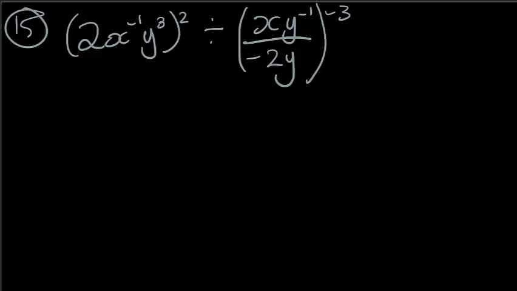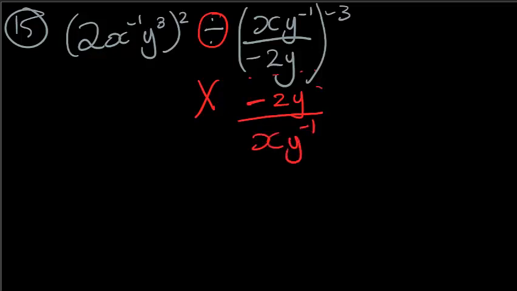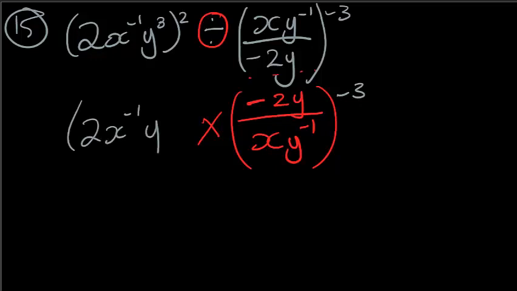Last question in this video. Okay, so first thing that you see is the divided sign, and I know the rule says divide becomes times, and this becomes the inverse. So this becomes minus 2y as a numerator over x y minus 1 as a denominator, and everything else stays the same. So it's times the inverse when I am dividing by a fraction. So minus 3 stays there, and I've got 2x minus 1 y 3 to the power of 2.